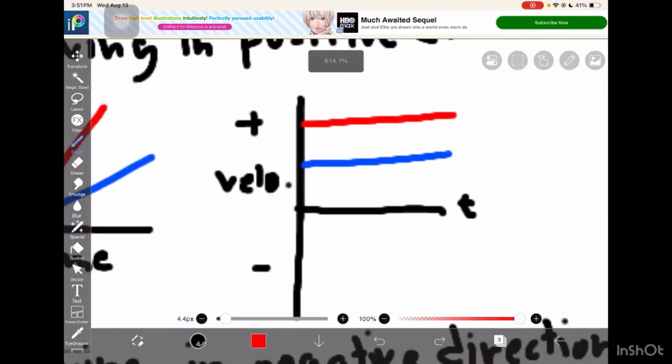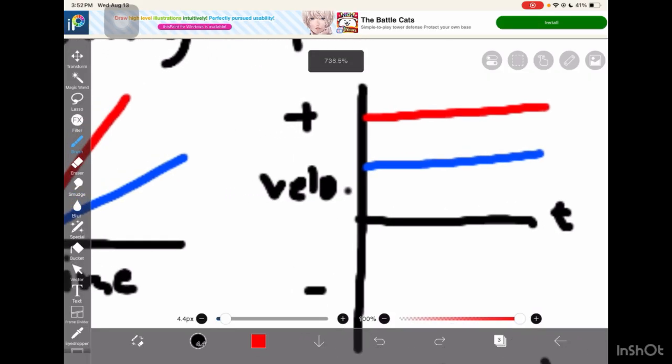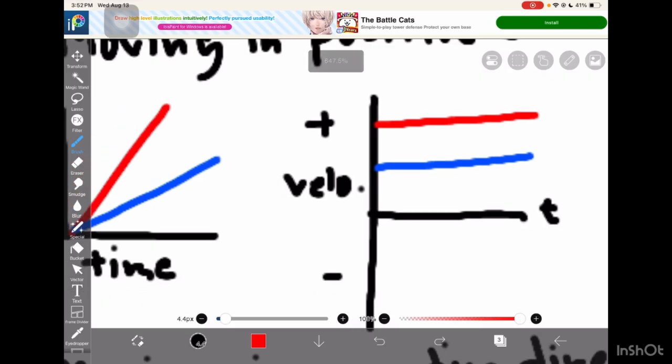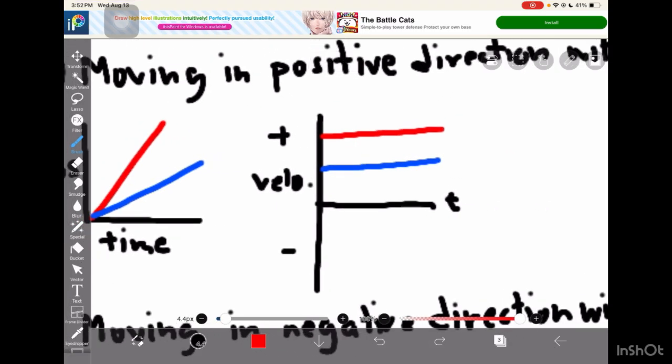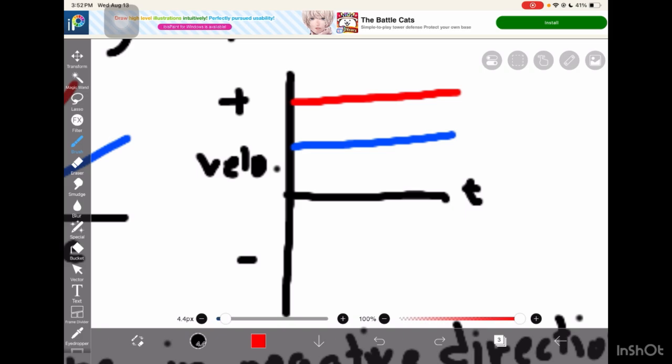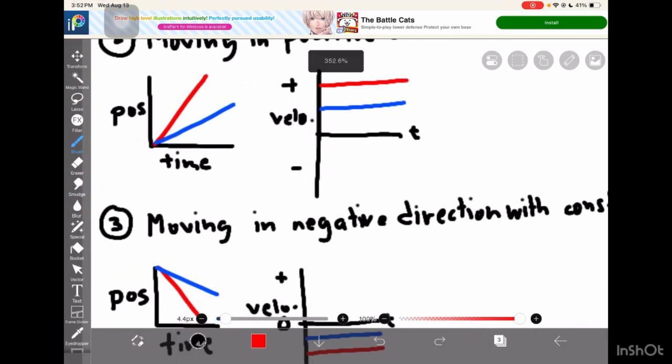For the velocity, on the other hand, it remains constant because there's no change in speed. Even though we are moving, it moves at the same speed, hence the red line is higher up the positive scale because it's faster, and the blue line is lower because it's slower, but it's still moving. Both are still moving. As long as the velocity is not 0, it's moving in some way.